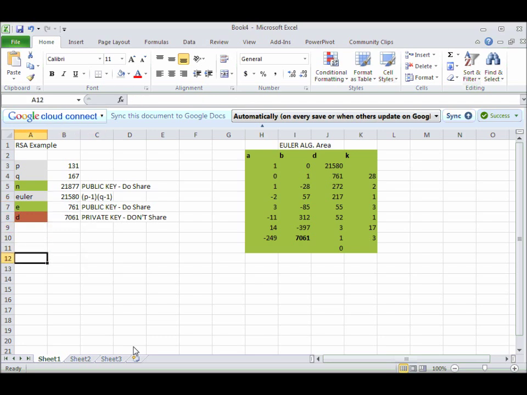So say we have a message, and right now we're limited to messages that are less than n here. So if we're writing something in text, we'd have to convert it into some sort of numeric form and send that, because this is all, of course, math. So let's say I want to encode the following message. And it is 1, 2, 3, 4. Okay. What I now need to do is I need to take this message 1, 2, 3, 4, and I need to raise it to the 761st power.